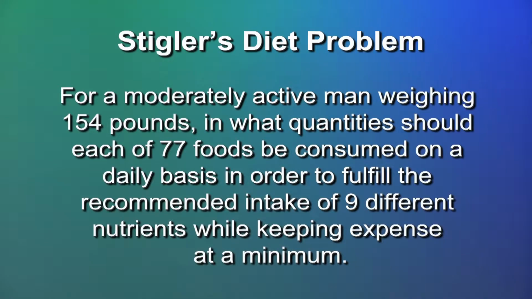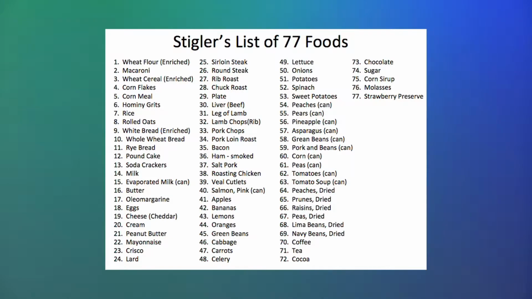Let's assume a moderately active man who weighs 154 pounds. He has a list of 77 foods he can eat from, and his goal is to satisfy the minimum daily requirements of 9 different nutrients while keeping his expense at minimum. He wants to figure out which of these 77 foods he should eat and in what quantities. Back then, Stigler wasn't able to use computers to solve such a problem. So he used his intuition to find a solution.